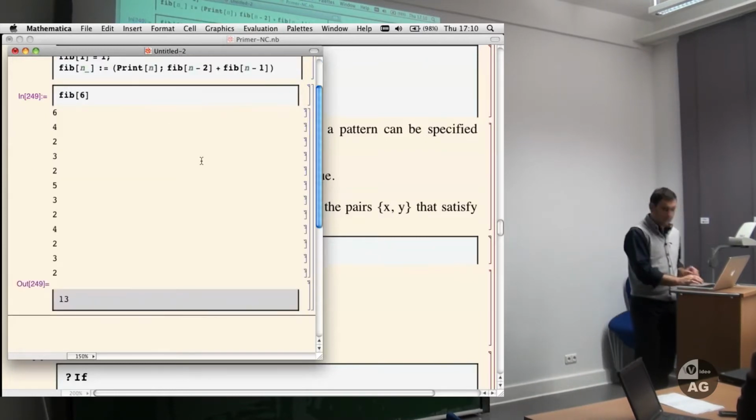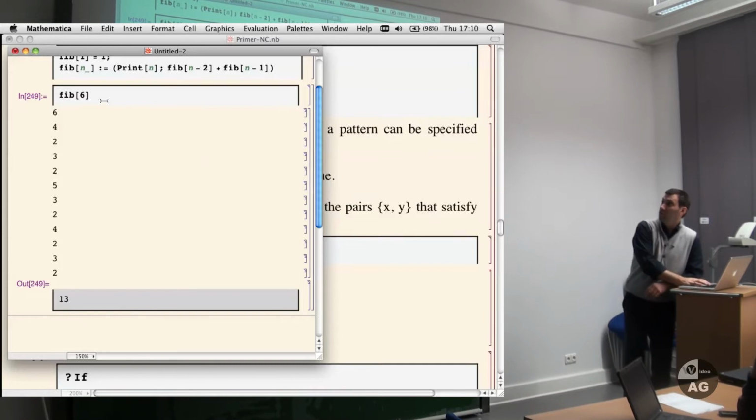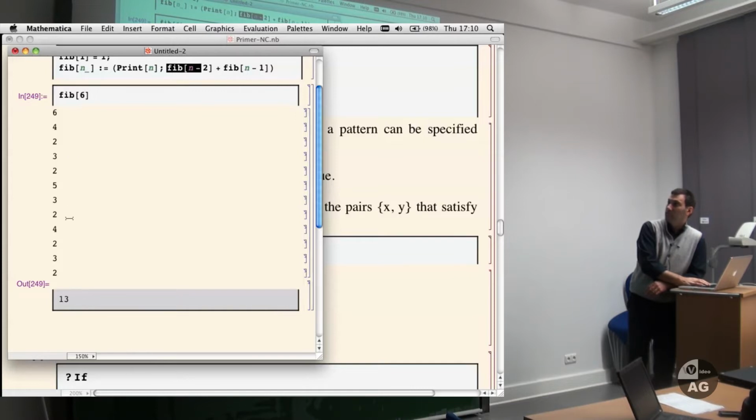Now let's see what happens. I evaluate Fibonacci of 6 once, of course. This calls Fibonacci of 4 and Fibonacci of 5. So here it is, Fibonacci of 4 comes immediately. Then from 4 I go to 2 and so on. And how many times do I end up calling Fibonacci of 2 and Fibonacci of 3? Even Fibonacci of 4 is called more than once.